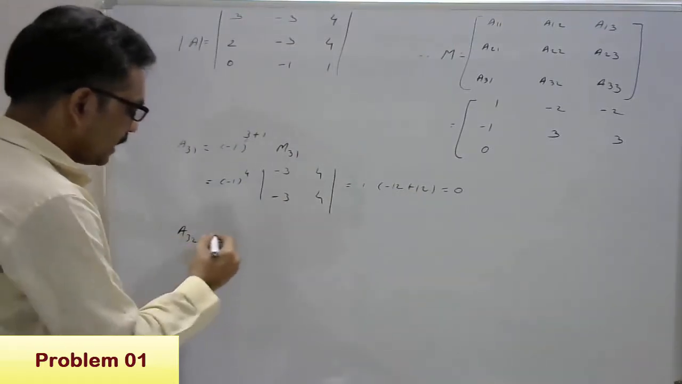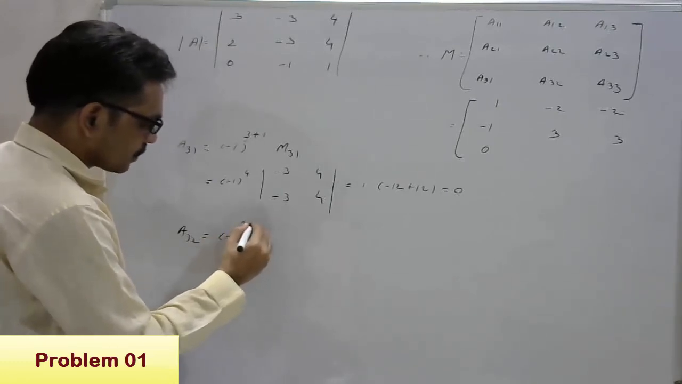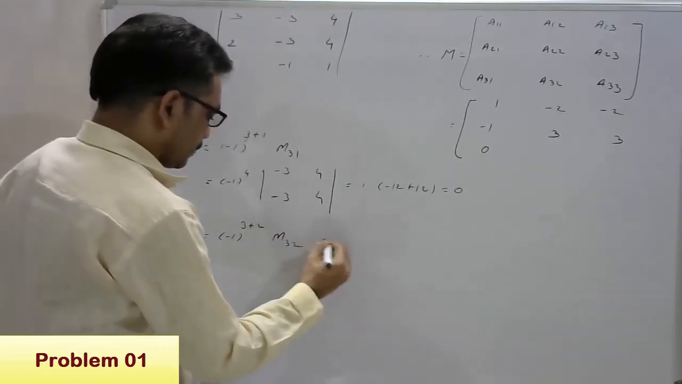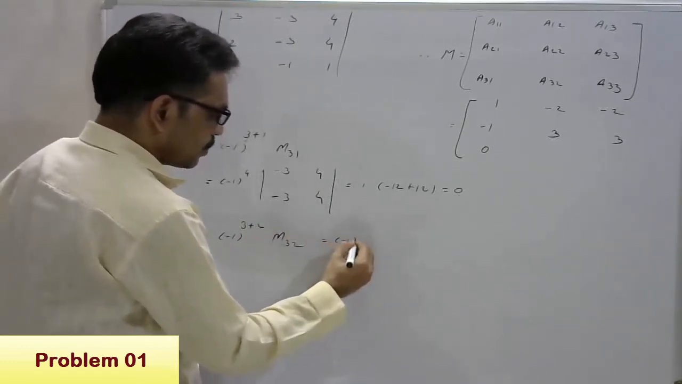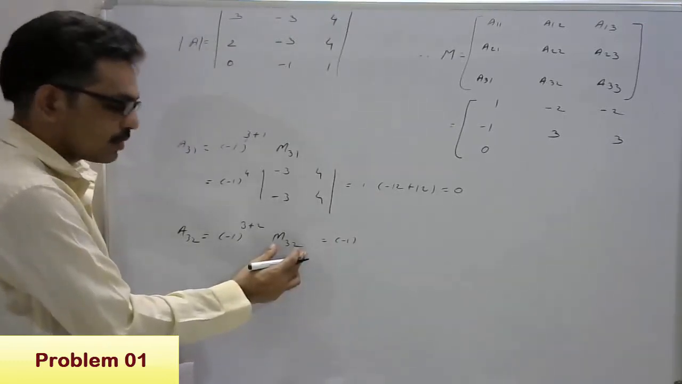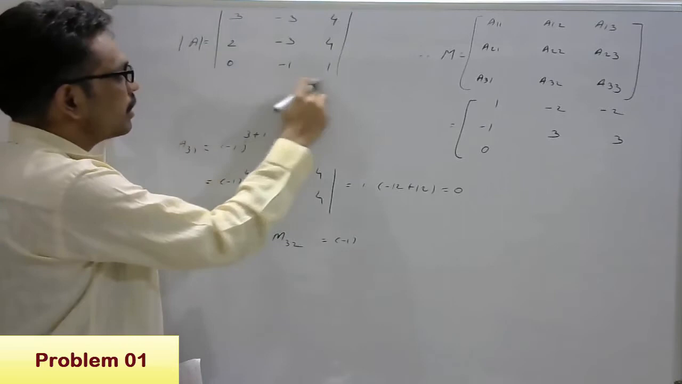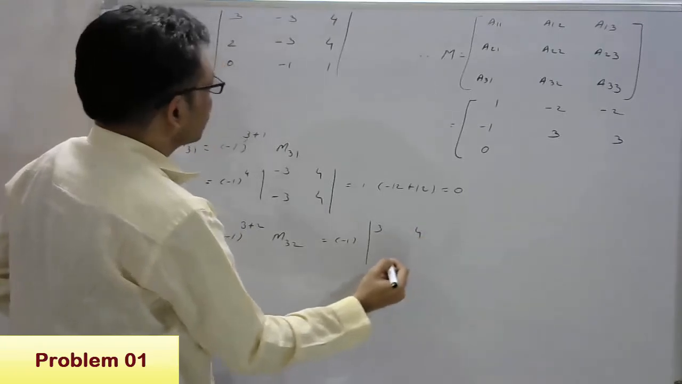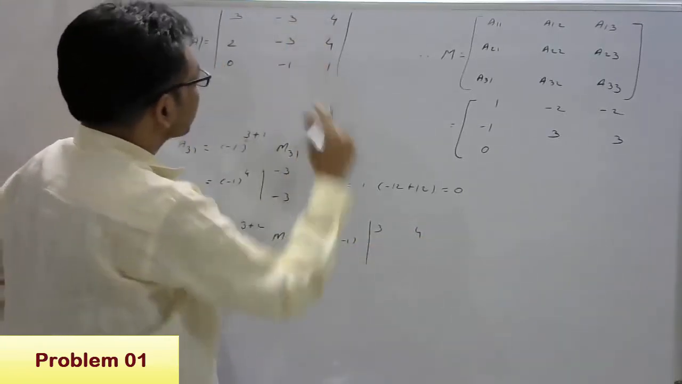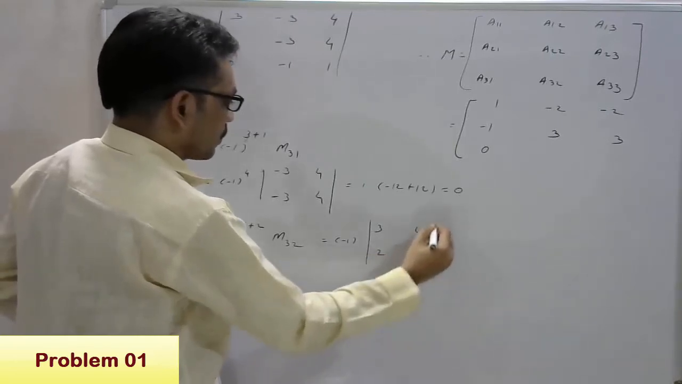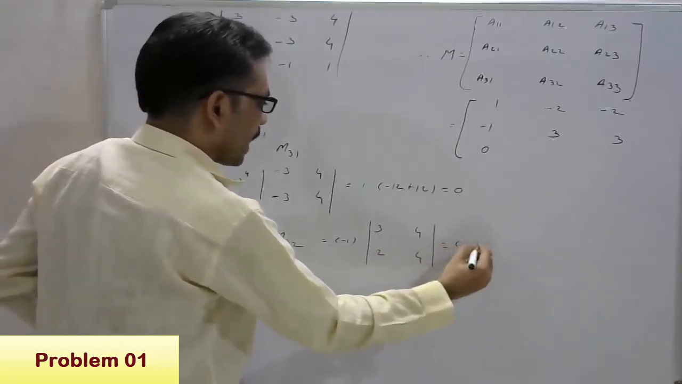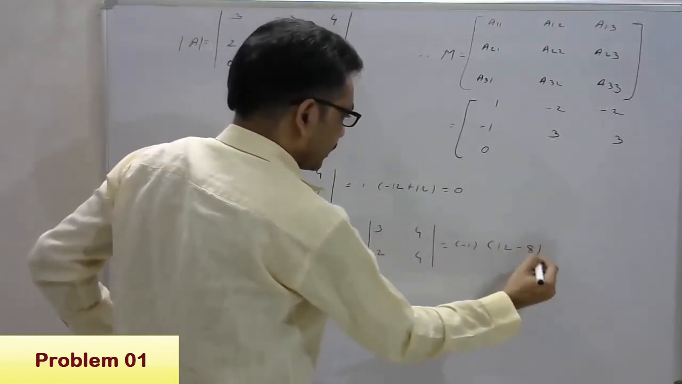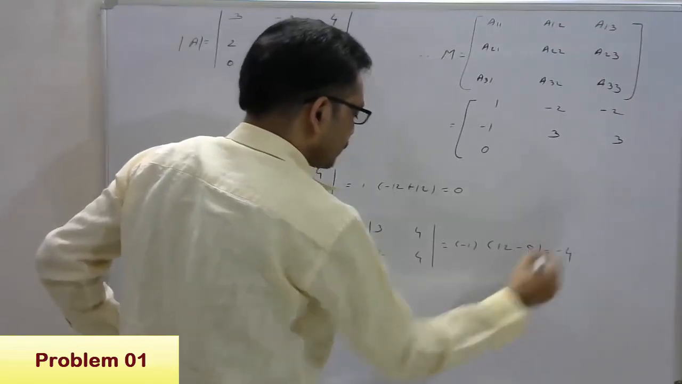A32 is equal to minus 1 raised to 3 plus 2 into the minor M32, which is equal to minus 1 raised to 5, then this is equal to minus 1. And minor M32 is obtained by deleting the third row and second column. Therefore, the determinant 3, 4, 2, 4 is equal to minus 1 into (12 minus 8), which is equal to minus 4.